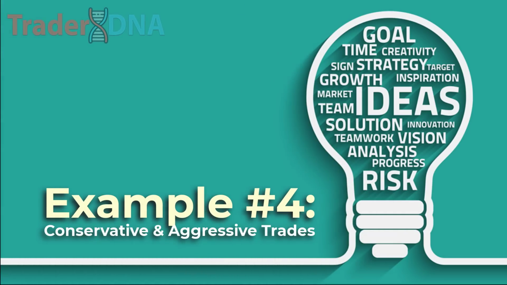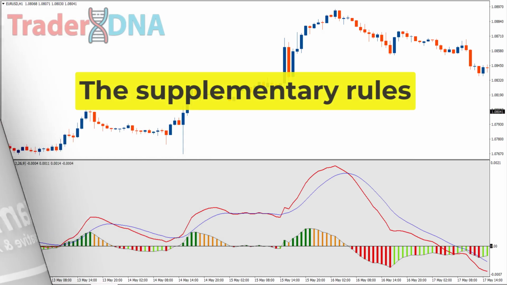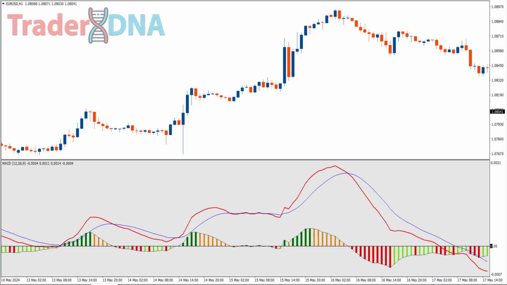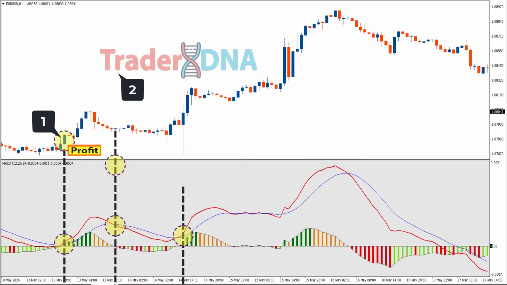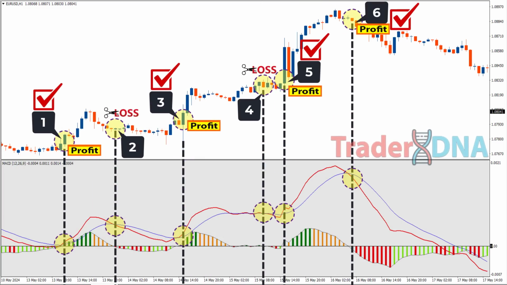Example number 4. Conservative and aggressive trades. What's the difference with the supplementary rules? This example provides an answer to that question. But in essence, if you disregard the supplementary rules, you're opting for more aggressive trading setups. First, 6 signals on this chart consist of 4 valid and 3 invalid ones if you overlook the supplementary trading rules. These are entry signals following shallow retracements in a strong trend.